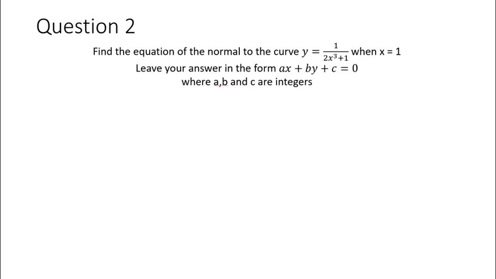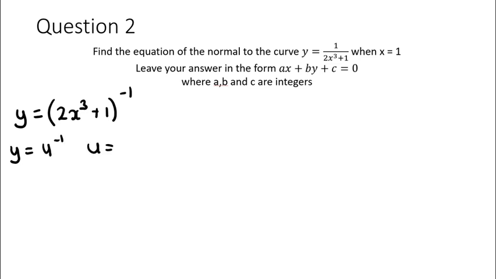So what I'm going to need to do is differentiate 1 over 2x cubed plus 1. I'm just going to start off by rewriting that as y equals (2x cubed plus 1) to the power of minus 1. And as we have used so many times already in these 7 weeks, we're going to use the chain rule here. Who could have seen that coming? So I'm just going to let u be the bit inside that bracket. So y is just u to the minus 1, where u is 2x cubed plus 1.